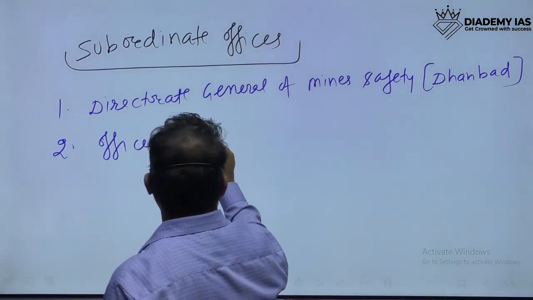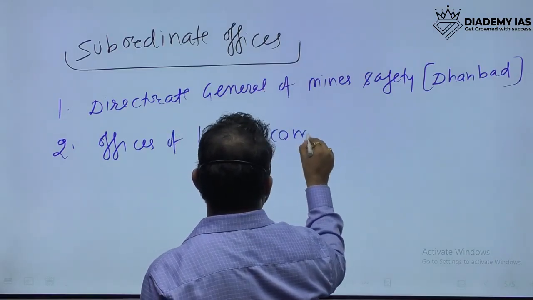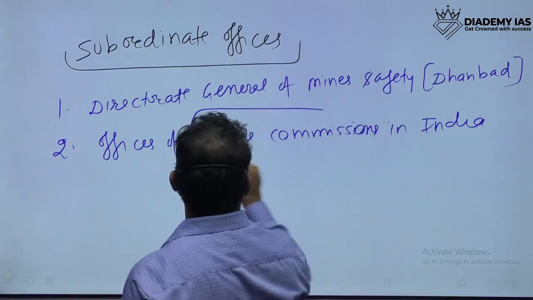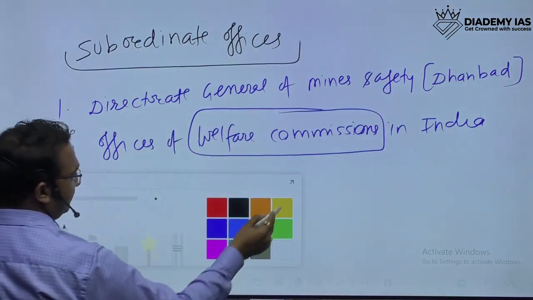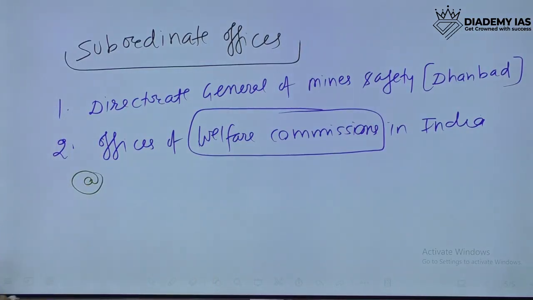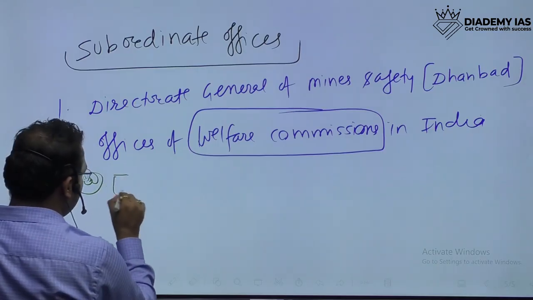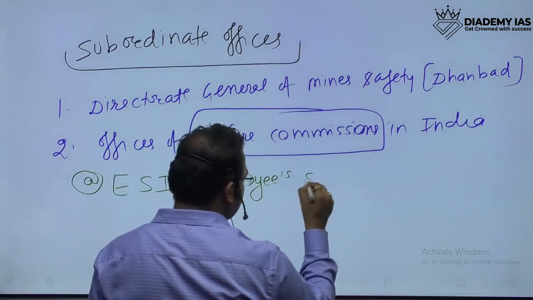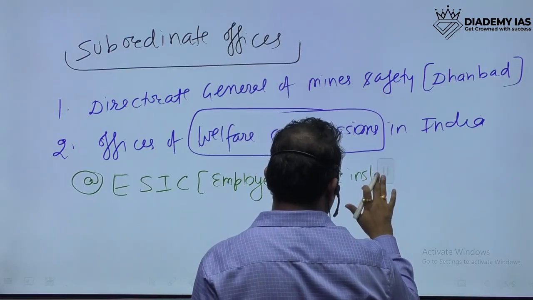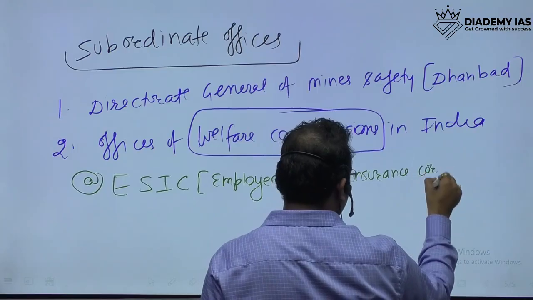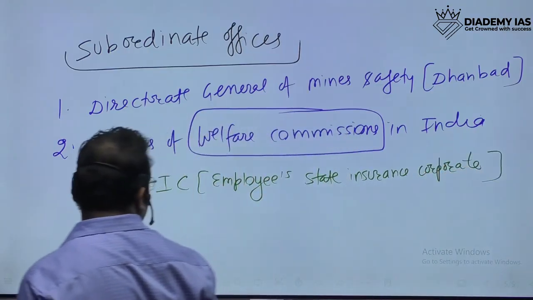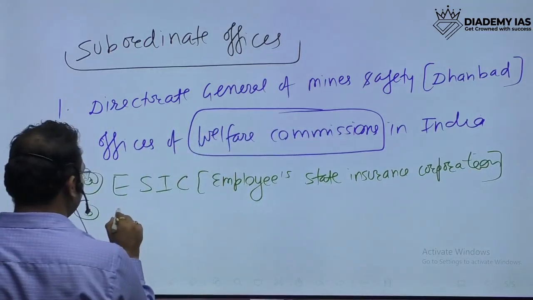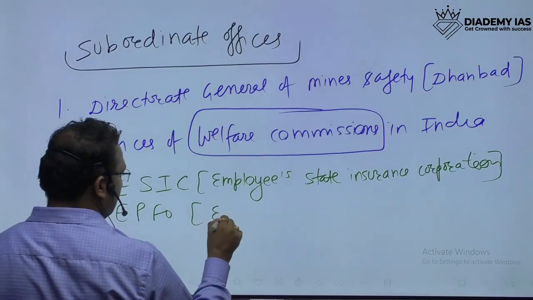Offices of welfare commissions in India. What are the offices? Let us see. We have the Employees State Insurance Corporation, ESIC. Then we have the Employees Provident Fund Organization, EPFO. All these are the subordinate offices.